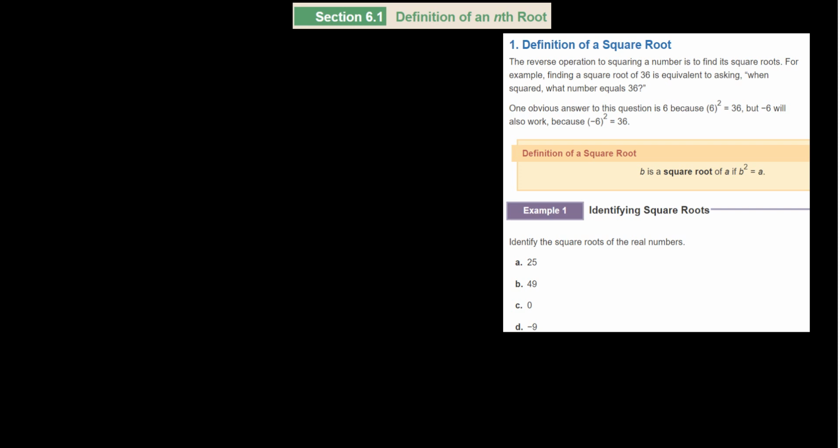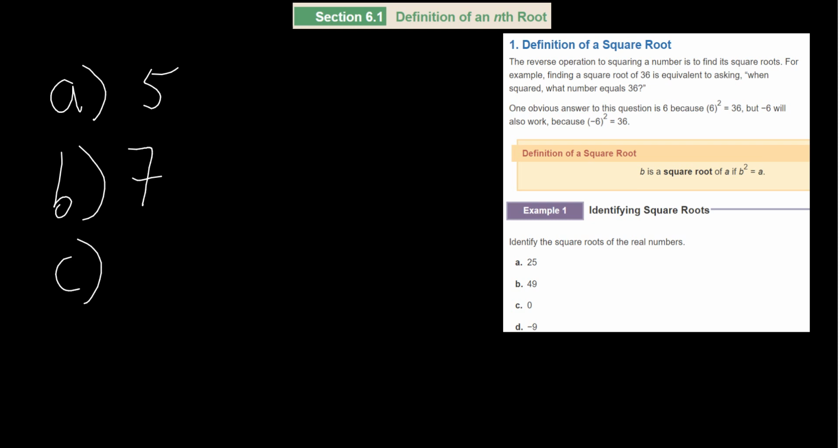Example 1 reads, identify the square roots of the real numbers. A is 25. What is the square root of 25? When squared, what is equal to 25? Well, that would be 5, 5 times 5. B, 49. When squared, what is equal to 49? That would be 7, because 7 times 7 is equal to 49. C, when squared, what times what is equal to 0? That's just going to be 0.